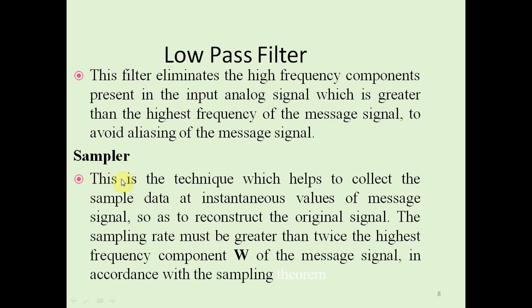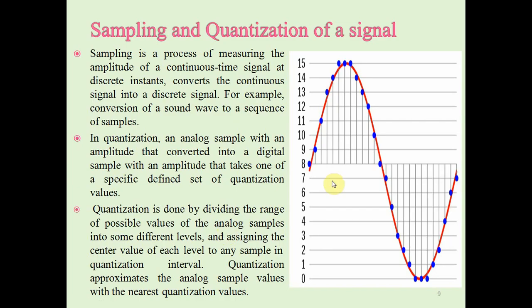According to the sampling theorem, the sampling rate must be greater than twice the highest frequency component of the message signal. Then comes sampling and quantization. The next step is the sampling and quantization of the signal.